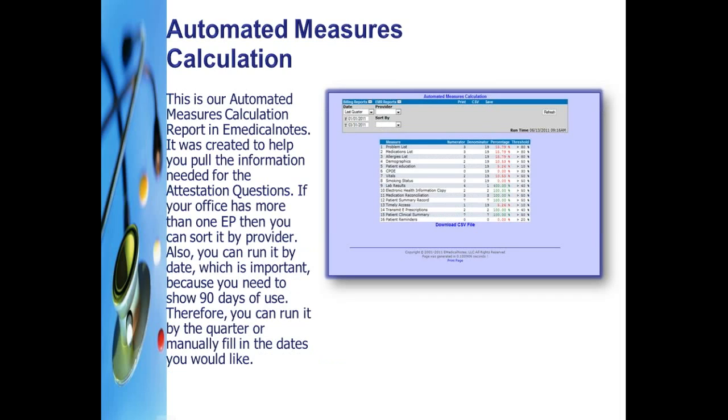This is what your report looks like. It's called the Automated Measures Calculation Report. This is our report in eMedical Notes. It was created to help you pull the information needed for the attestation questions.